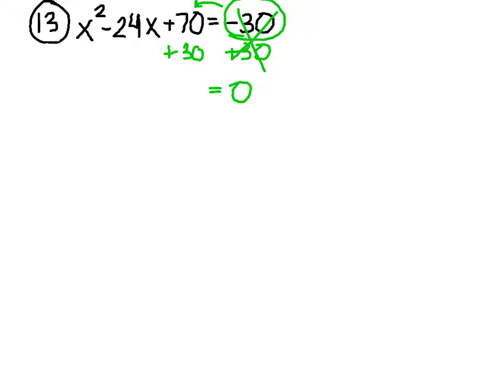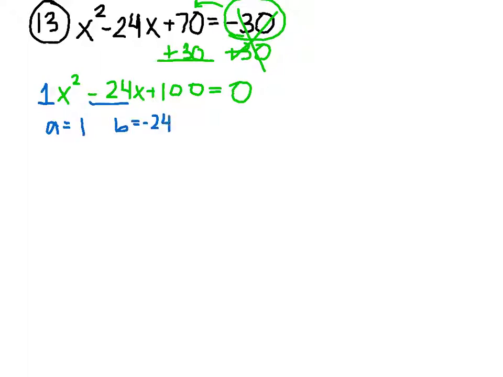And then we're going to add 30 to this 70 because they're like terms. So that gives us 100. And then we're left with x squared minus 24x on the left as well. So step 1 is done. Step 2, remember, is writing out a, b, and c. So a is 1. B is a negative 24. It's important to remember that it's negative. Make sure you have that down. And c is 100. Now we're just plugging it into the quadratic formula.